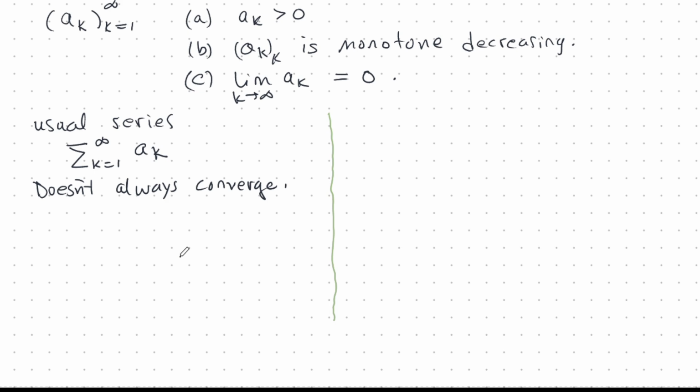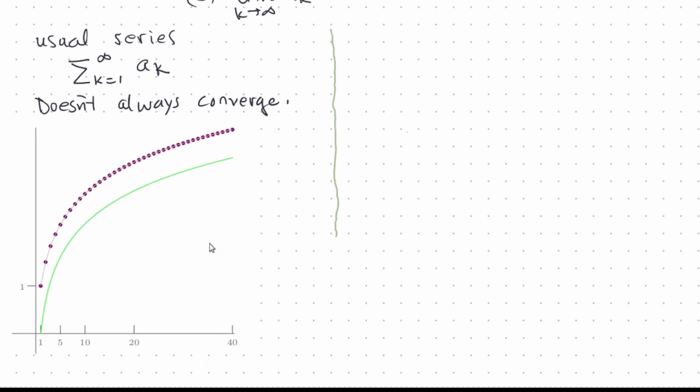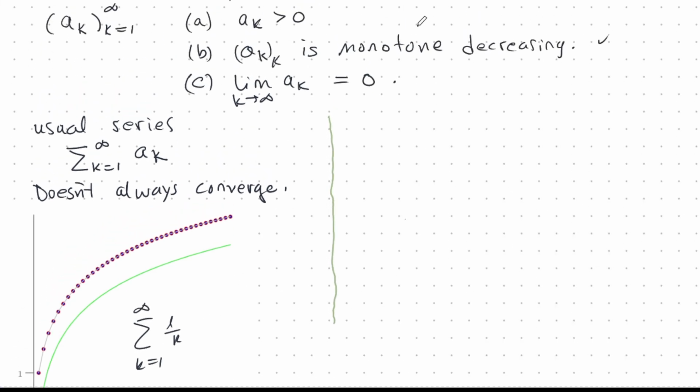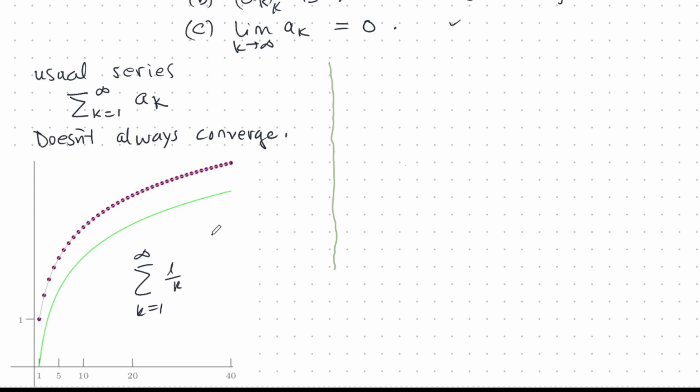I'll leave the link to that also. This was the counterexample: the sum of reciprocals, the harmonic sum. So this was the sum of 1 over k, k is 1 to infinity. 1 over k is monotone decreasing. It's positive, and the limit is 0 as k goes to infinity. However, it does not converge, as we saw before. When you compare it to log of x, this diverges.